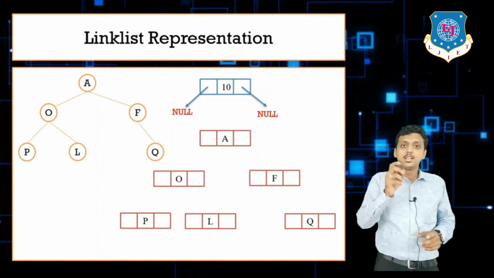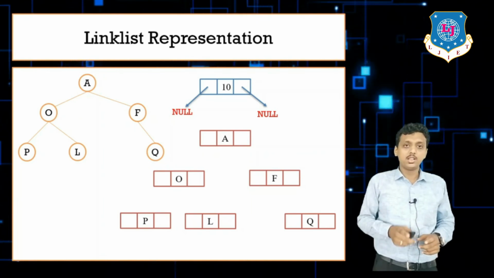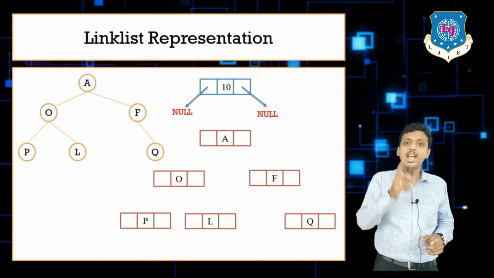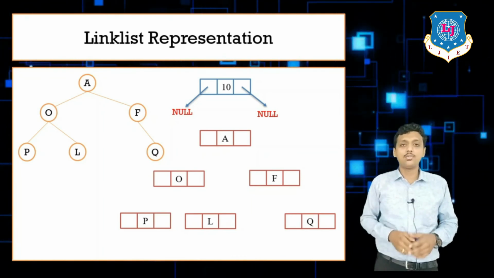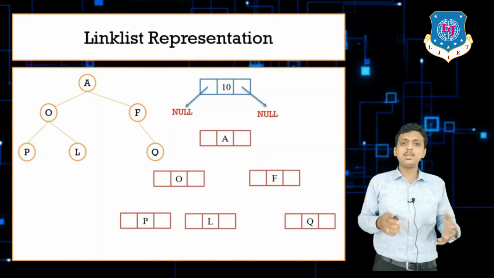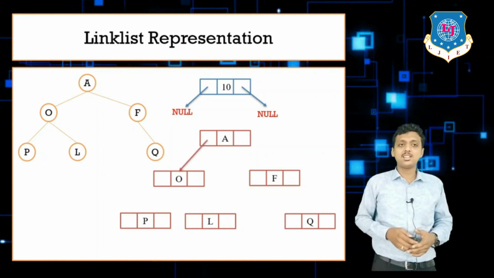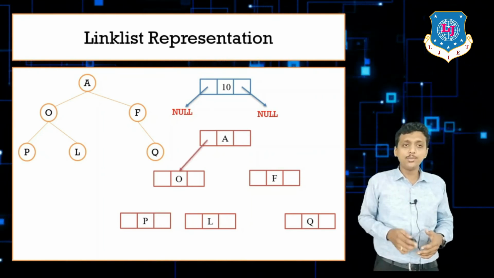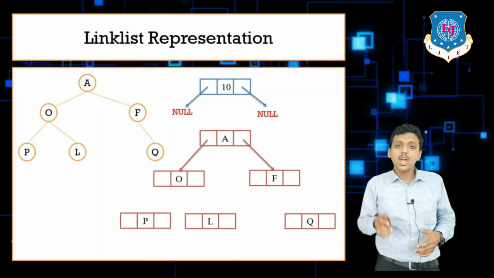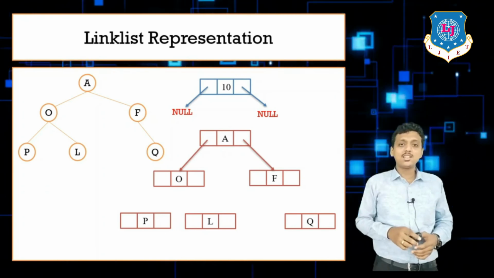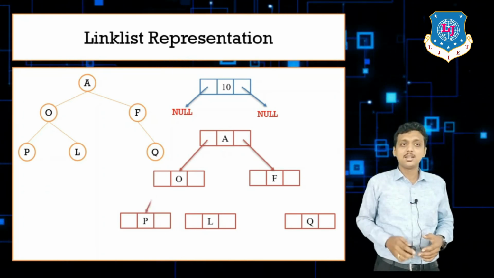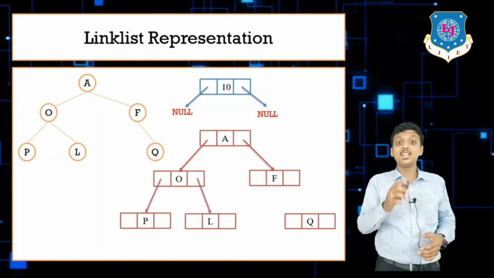Now tell me, A's left pointer is pointing at the left child node and A's right pointer is going to point at the right child of A. So it is very much easy to connect the lines. So first let's connect A to O, then A to F. So this is left, right. Again, O has left child, that is P, and right child, that is L.